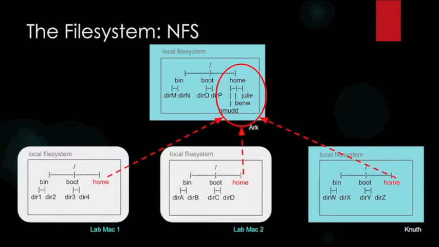Notice that the machines on the network can't access all of ARC's local files. They can only access the files that they have been permitted to access through NFS, here represented by a red circle.